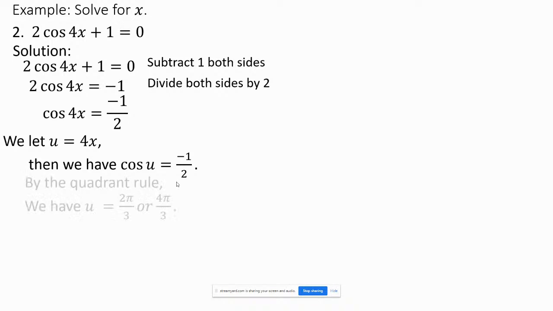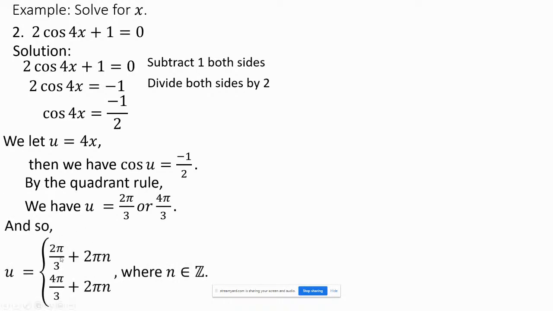Paano? Paano yun? So, by the quadrant rule, u must be 2 pi over 3 or 4 pi over 3. Okay. Pag ginamitan mo ng calculator, yan ang lalabas. 2 pi over 3, yung nasa third quadrant rather, is 4 pi over 3. So, ang general solution natin, dalawa. 2 pi over 3 plus 2 pi n or 4 pi over 3 plus 2 pi n, where n is any integer.